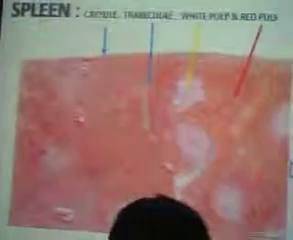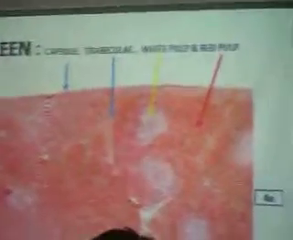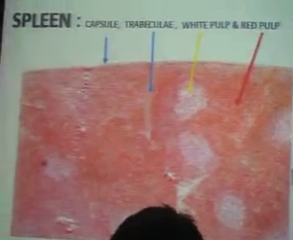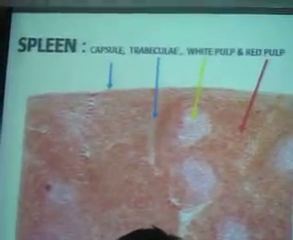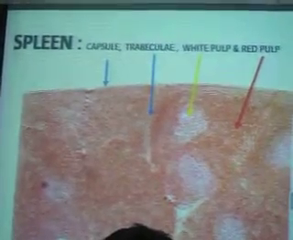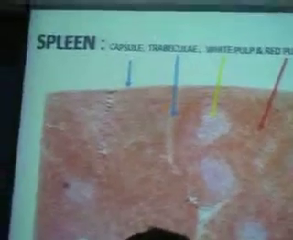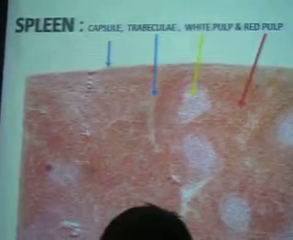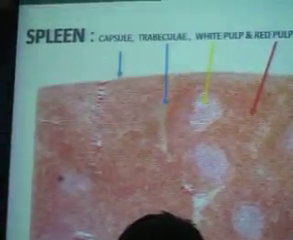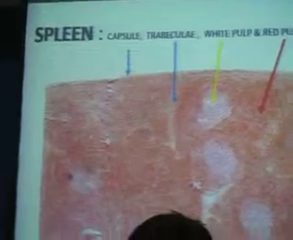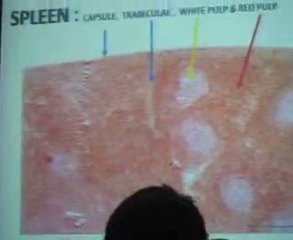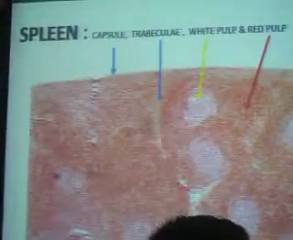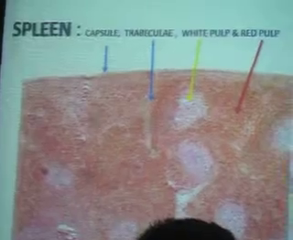The next is your spleen. Do you have lobation? No. Do you have lymphoid nodule? Yes, you have, because the white part is considered a lymphoid nodule. That's why the spleen answer earlier in the quiz was wrong. The white part is considered a lymphoid nodule. Again, it will have its capsule.